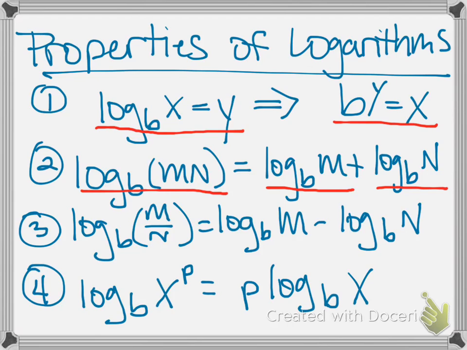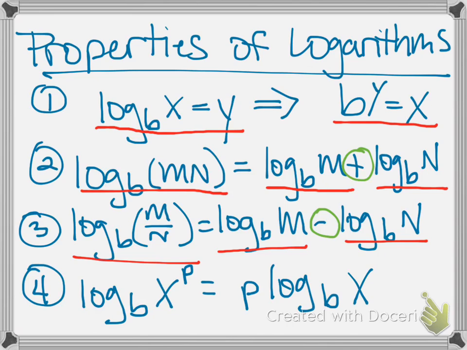The third property is very similar to the second, only instead of multiplication, we're looking at what happens when you're dividing two things. This property says that if you're taking the quotient of two values and then taking the logarithm, you can split that up into two logarithms, and this time you're going to be subtracting the two. So if you are multiplying, you want to be adding the two logarithms, and if you're dividing, you're going to be subtracting the two. It's important to keep that distinction in mind.